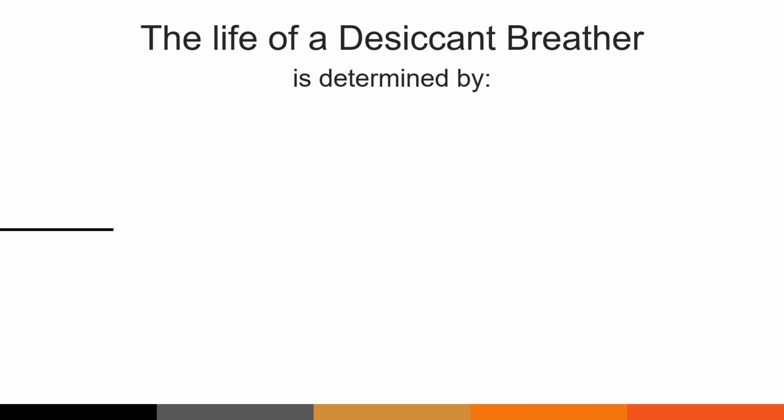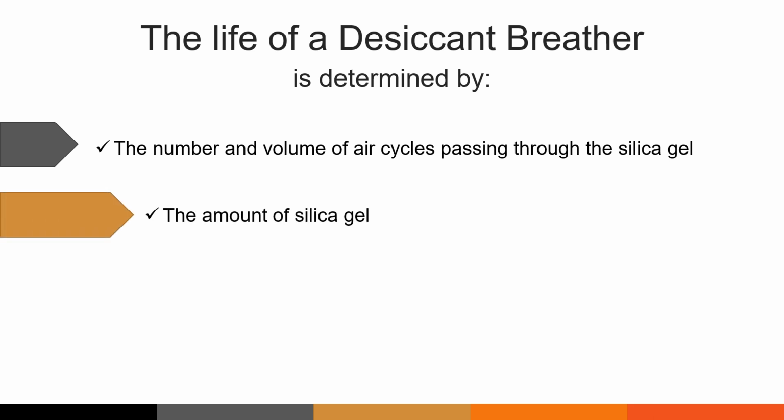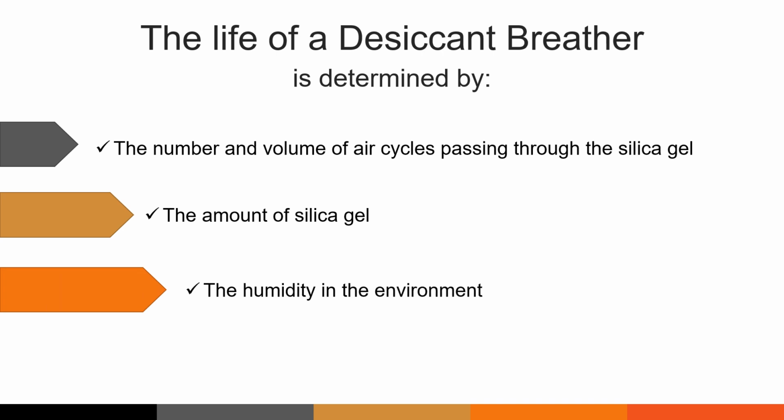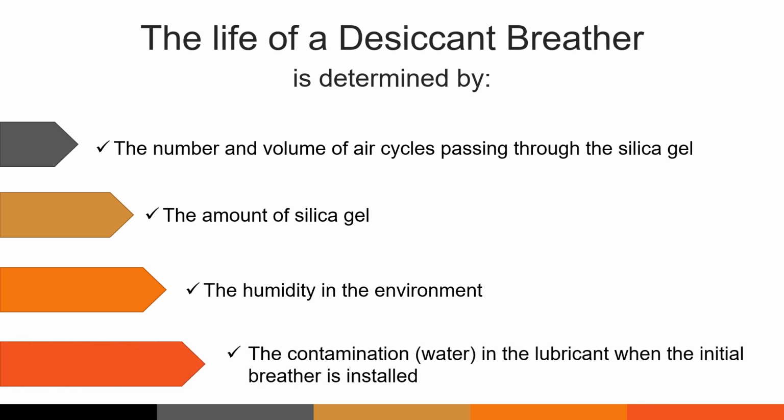Most breathers last anywhere from 3 to 6 months, provided it is properly sized, and depending on the number and volume of air cycles passing through the silica gel. How much silica gel is in the breather, the environment, and the contamination in the lubricant when the initial breather is installed. Each time a piece of equipment breathes, water vapor is retained in the silica gel, gradually shortening the life of the breather. The amount of water it can hold directly relates to the amount of silica gel in the breather.